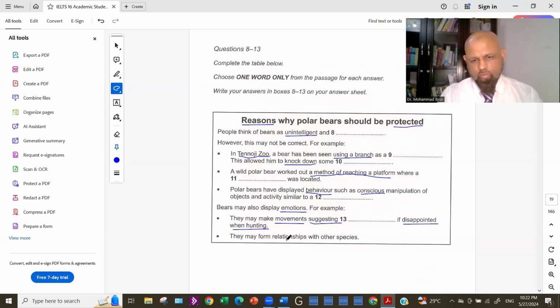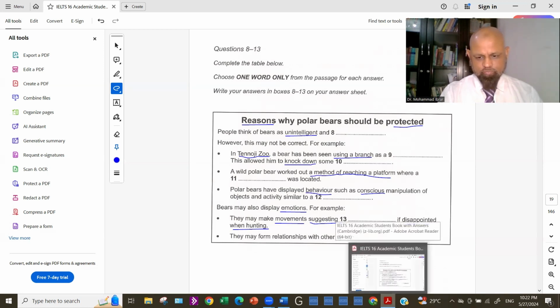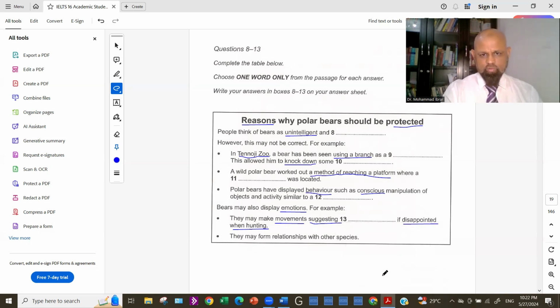So we have now highlighted keywords. Now we'll look for the relevant paragraph in the text. So let's go back to the text. Here is the text.